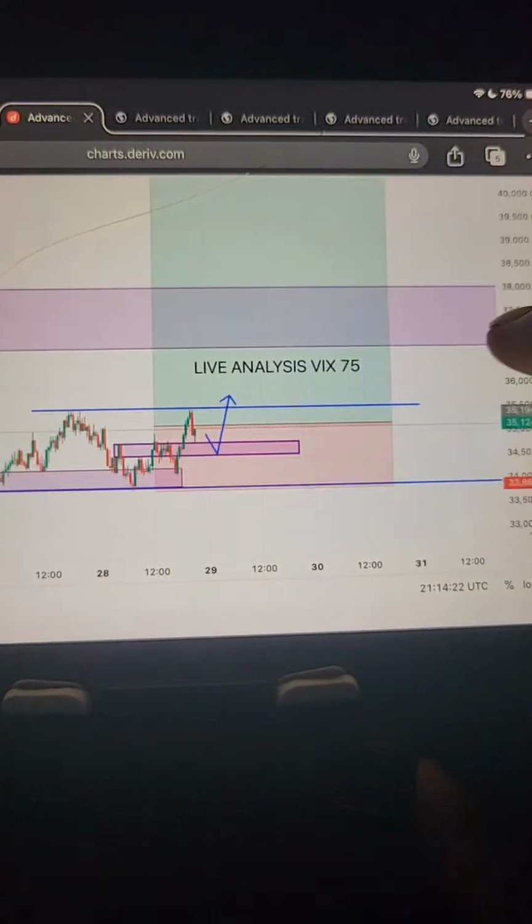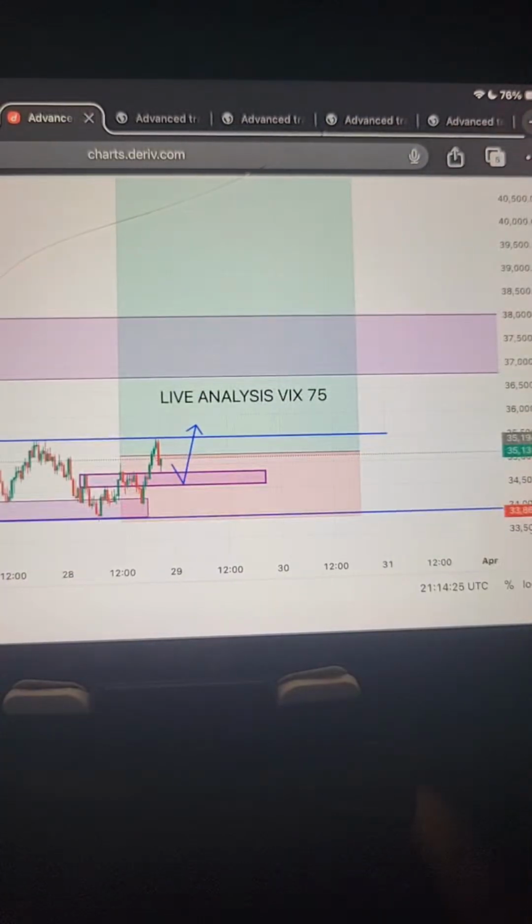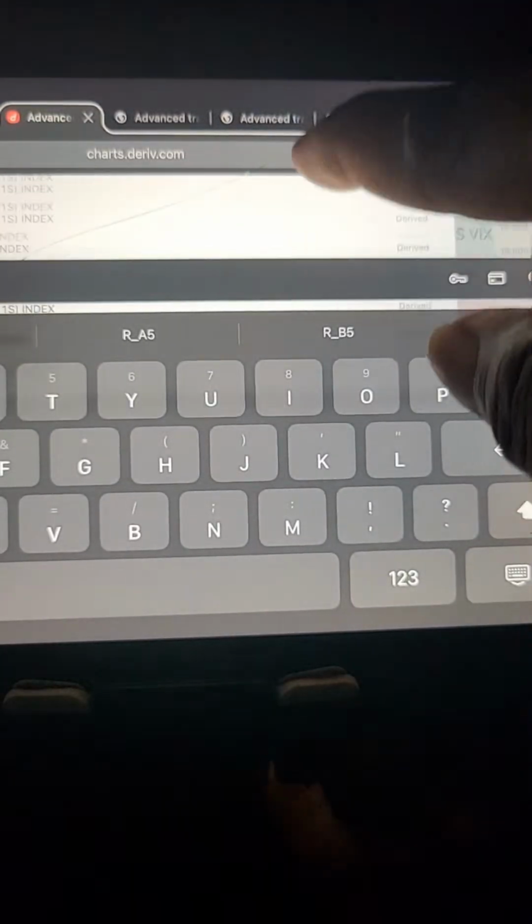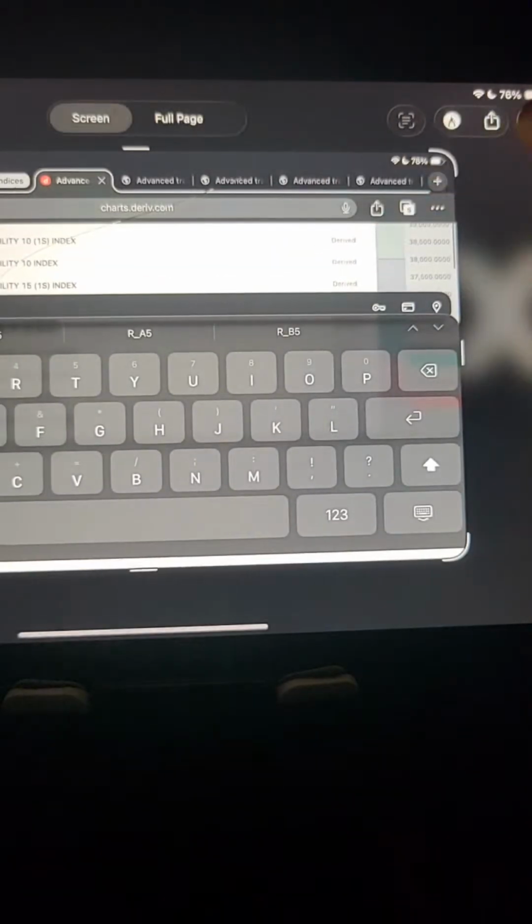So let me check that asset again. Let me check that volatility 50 and let's see what's happening there. Volatility 50. I hope I saved it. Okay, yeah, so you can see that we are already in profit on volatility 50.